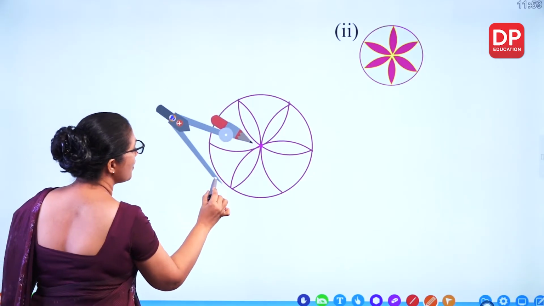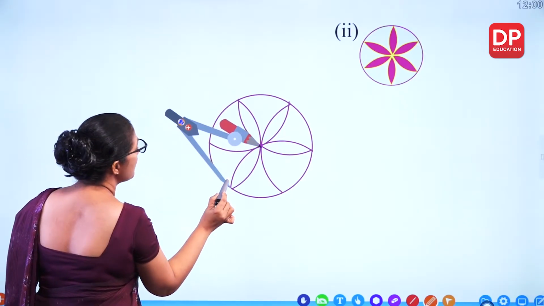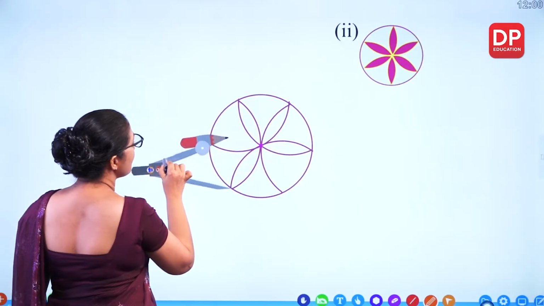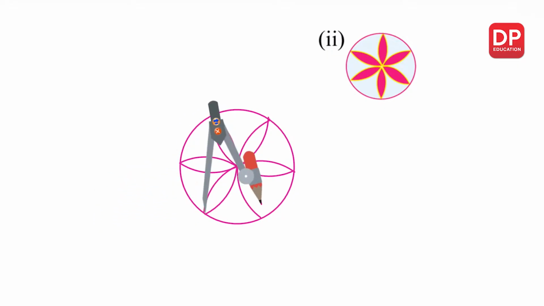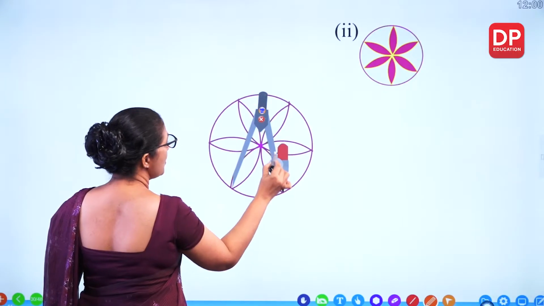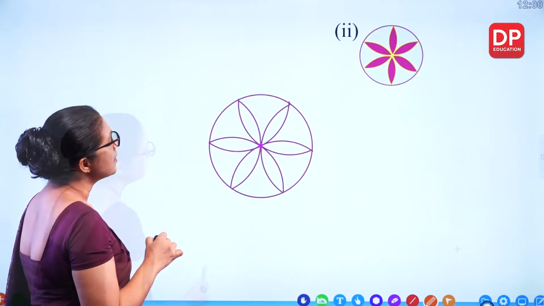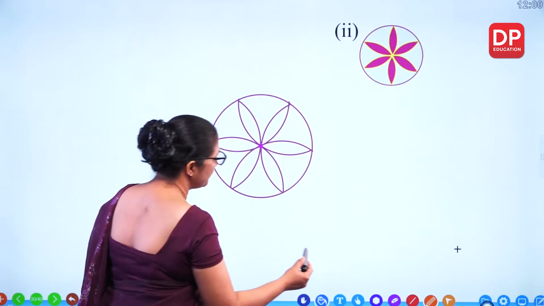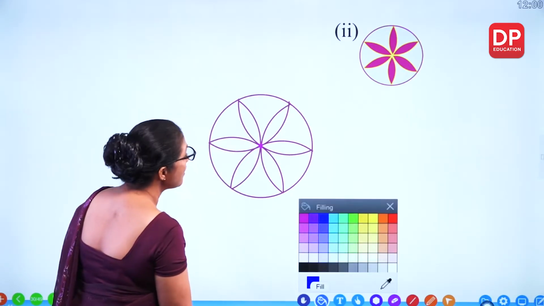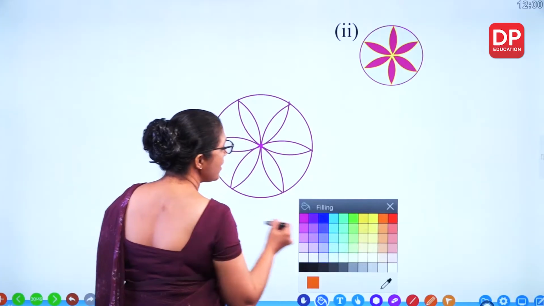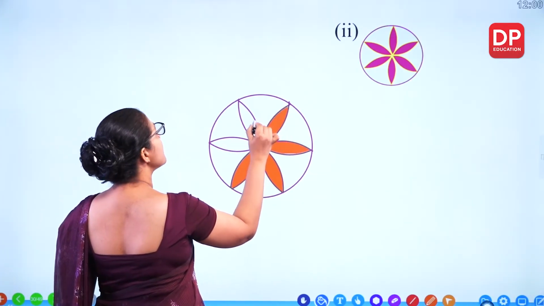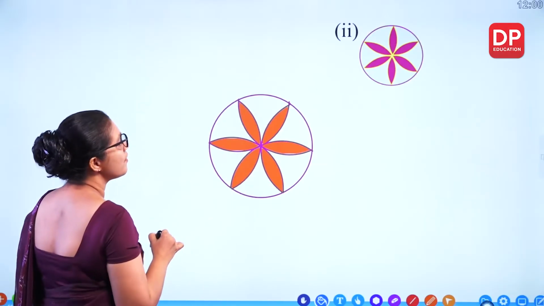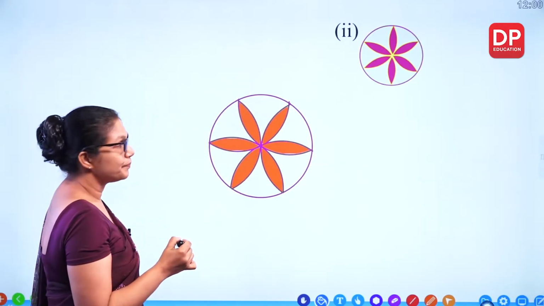And the last one, you have to keep it here and draw the other petal. Now we drew the flower. Now we'll color this. So we can take any color that you like. I'll take orange. So you can color the petals like this. So that's the diagram. Now we'll try to draw this one.